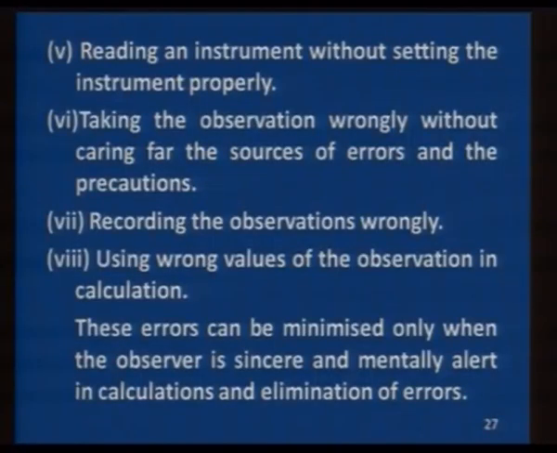So, this we can calculate and we can minimize by taking a large number of observations. Now, sometimes reading an instrument without setting the instrument properly, taking the observation wrongly without caring for the sources of errors and the precautions, recording the observations wrongly, using wrong values of the observation in calculation. So, these are certain causes of non-systematic errors. These errors can be minimized only when the observer is sincere and mentally alert in calculations and elimination of errors.